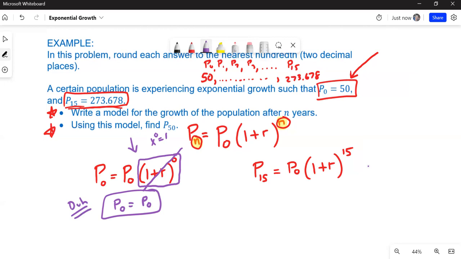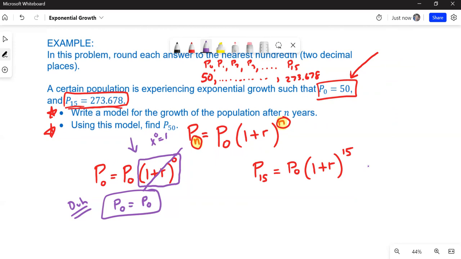Now, the reason I went ahead and gave you that step is because possibly on another problem, we might not know what P naught is. We might have been given like P3, and we would have to have a piece of information there. Okay, let's take a look at the one on the right and see what we learn. We learned that P sub 15 is equal to P naught times 1 plus R to the 15th power.